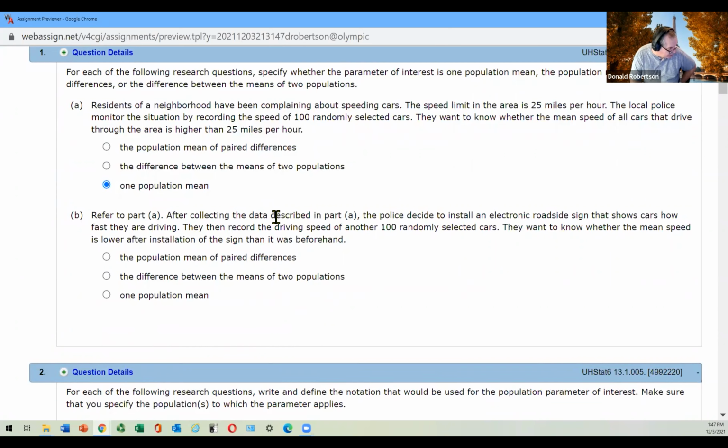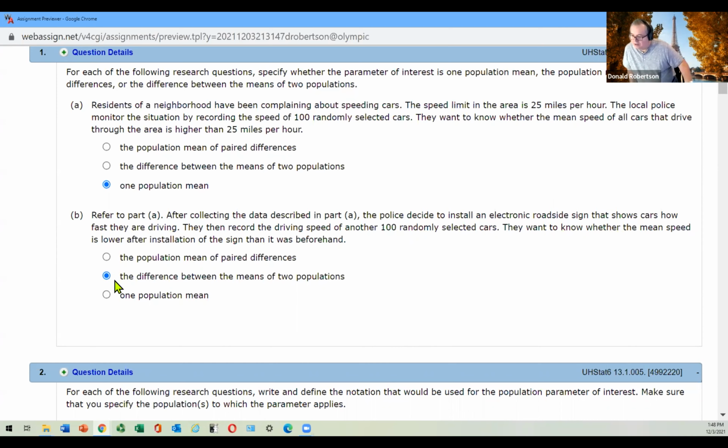Right, in this one here, referring to part A, after collecting this data, the police decide to install an electronic roadside sign. You know those ones, there's a few around, aren't they? It tells you too fast, you're doing 60. And I'm assuming that that is effective, at least in some cases. But they want to check that it's effective. So after that machine has been installed, they go back and randomly select another 100 cars. I'm pretty sure it's a different 100, right? And they want to know whether the mean speed is lower after the installation than it was before.